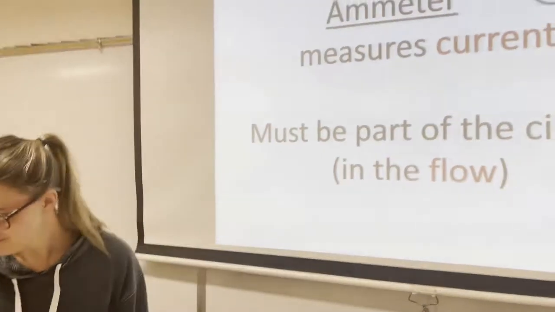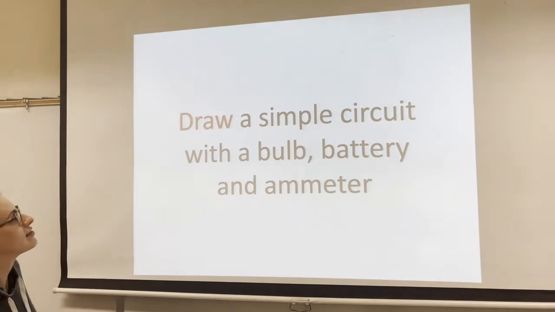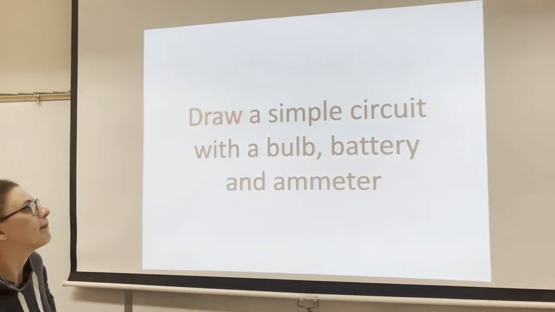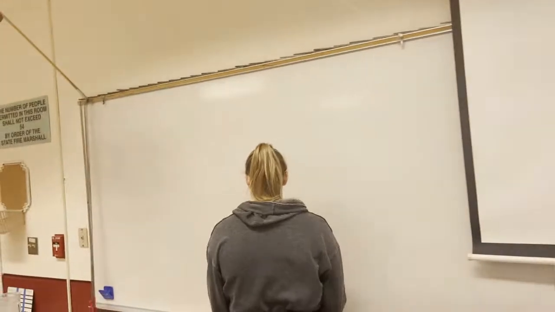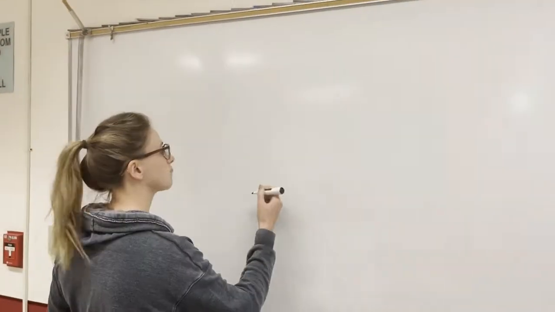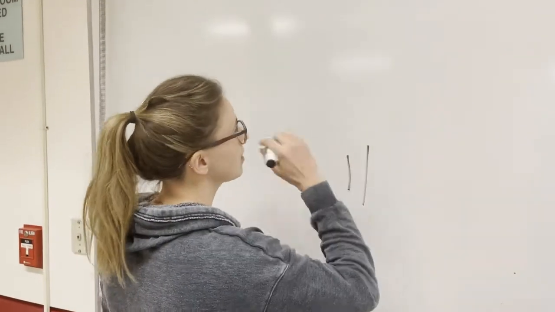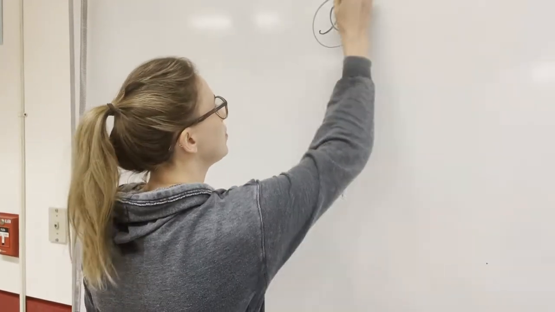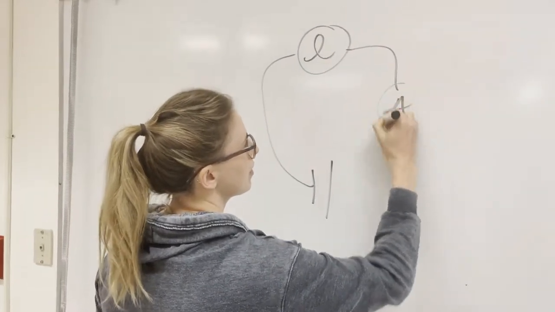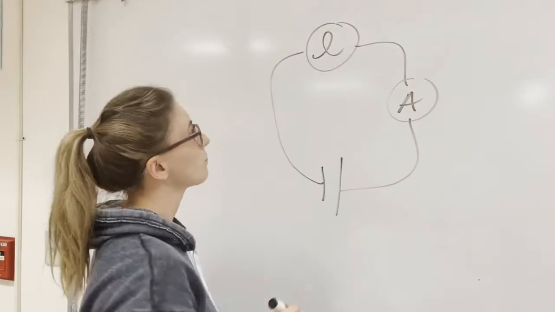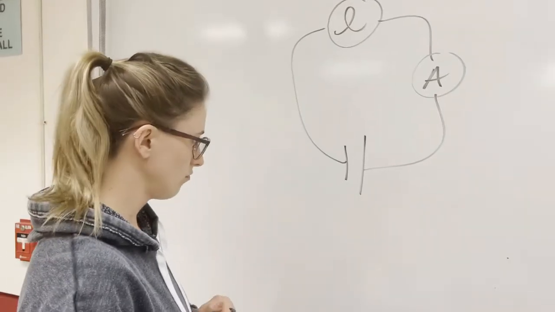Makes sense, right? Okay, so draw a simple circuit with a bulb, a battery, and an ammeter. Yesterday we gave you the symbols. Let's go back to them. So here's our battery. I'm going to put my bulb here, and then I'll put my ammeter right there. Now, which is the short side? Which is the long side of your battery?